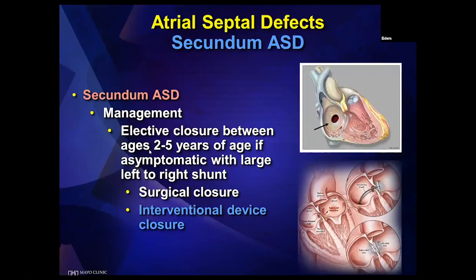How do we manage secundum defects? So secundum defects, we opt for elective closure, typically in our children between 2 to 5 years of age, if they're asymptomatic with significant left or right shunts. Certainly surgical closure can be done at any age, but in this era with secundum defects, most centers opt for interventional device closure as the first option.